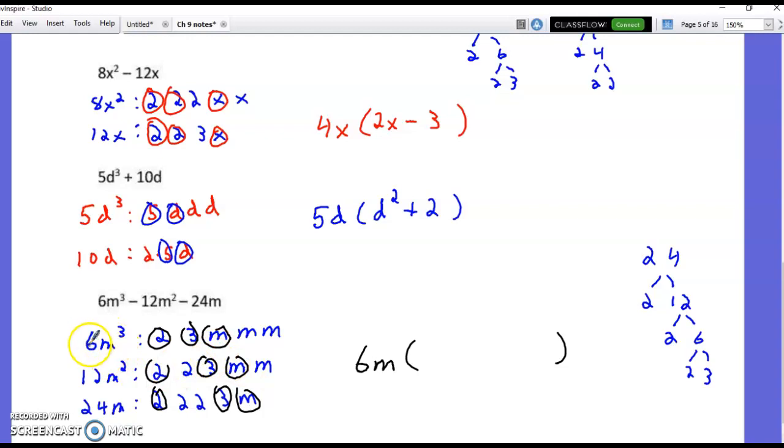So when we take a 6m out of an m to the third, what's left over? m squared. All right, and then we subtract. What's left over from this one when we took out a 6m? Well, here's our 6m. We have a 2 and an m left over. And then what's left over here? When we take out a 6m from a 24m, just 2 times 2, which would be 4.